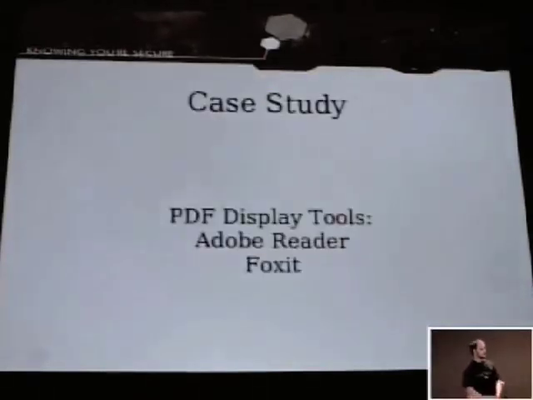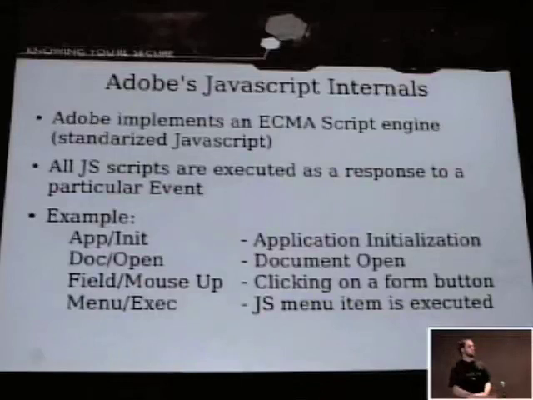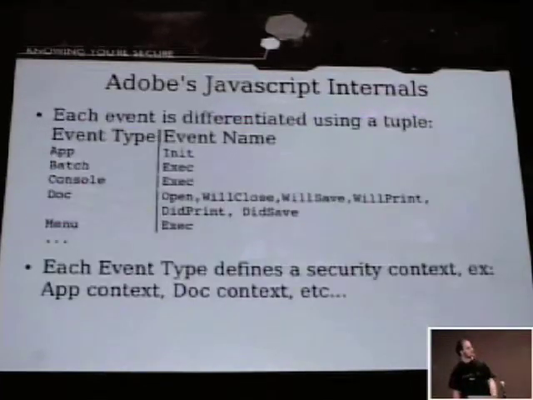So first of all, this case study. Adobe implements an ACMI script engine, which is a kind of standardized JavaScript engine. And inside Adobe, all the JavaScripts are executed as a response to a particular event. So when you open a document, when you open a page, when you click a button, there's your chance to put some JavaScript. Here we have some examples.